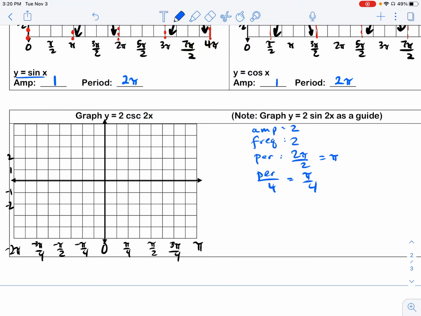So in blue, I'm going to go ahead and graph 2 sine 2x. So I'm graphing 2 sine 2x first as a guide. So mid, high, mid, low, mid. So we're going to get something that looks like this. Dotted line to indicate that this is not my actual function. This is not where it's defined. It's just something that I'm using as a guide.